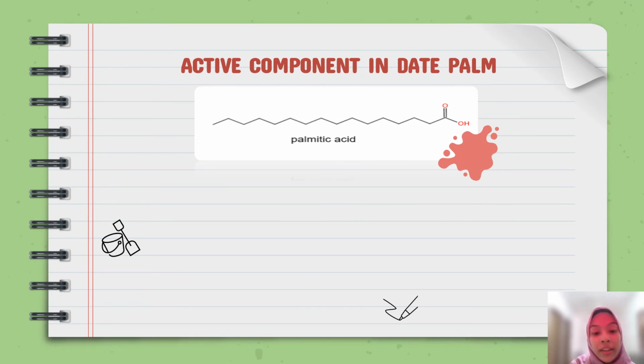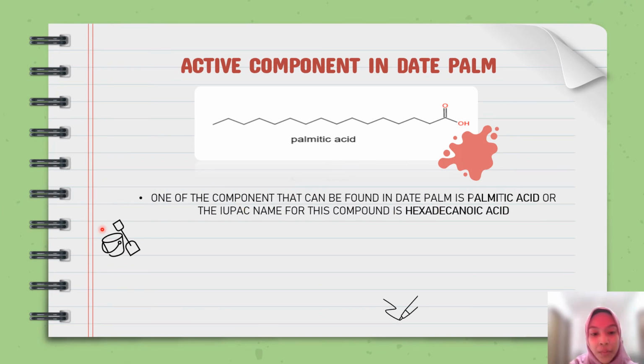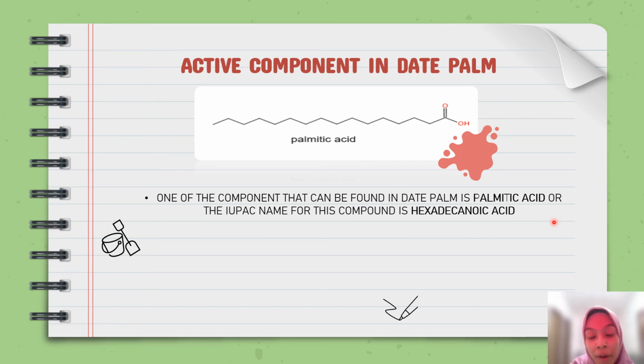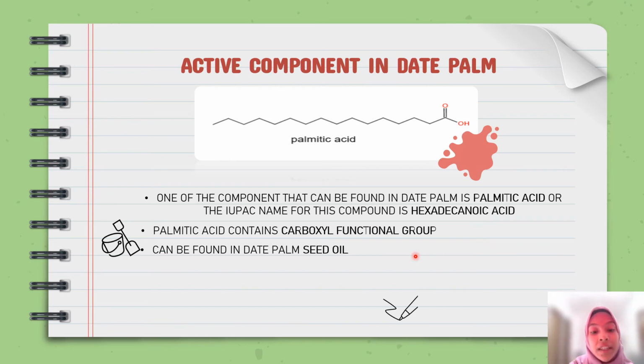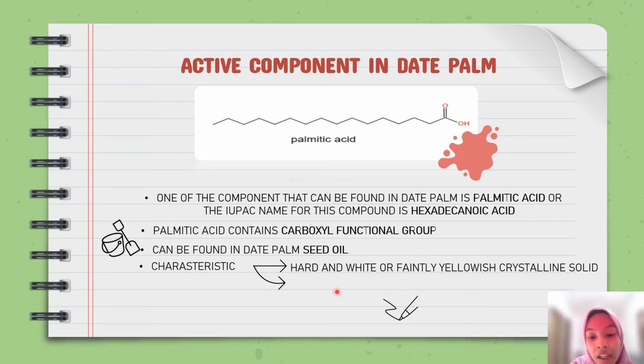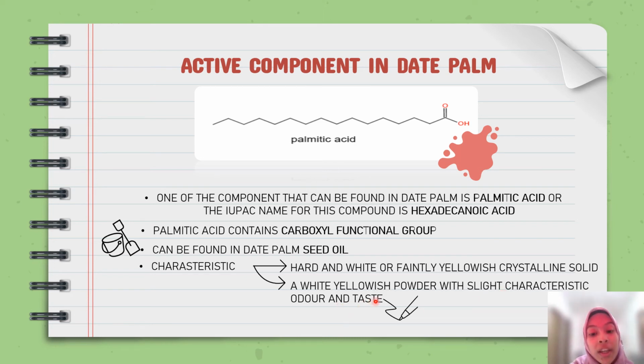Now, we will move to the active component in date palm. One of the components that can be found in date palm is palmitic acid. The IUPAC name for this compound is hexadecanoic acid. Palmitic acid contains a carboxyl functional group. It can be found in date palm seed oil. The characteristics are a hard, white or faintly yellowish crystalline solid, and a white yellowish powder with a slight characteristic odor and taste. The structure of palmitic acid is shown like this.